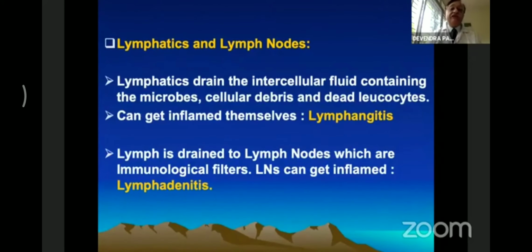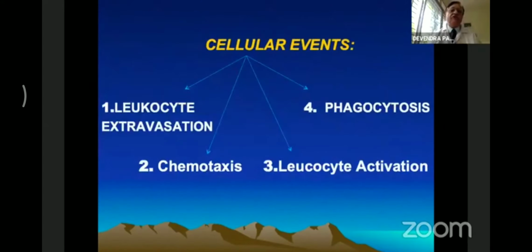The lymphatics and the lymph nodes. Lymph nodes are immunological filters, so they are also involved. They are draining the interstitial fluid. They are also involved in the inflammation: inflammation of the lymphatics will cause lymphangitis, and that of the lymph node will cause lymphadenitis. Cellular events. What is happening to the soldiers of the body?